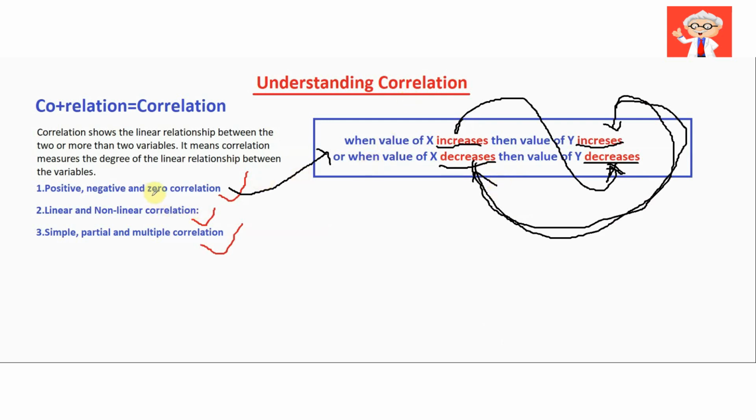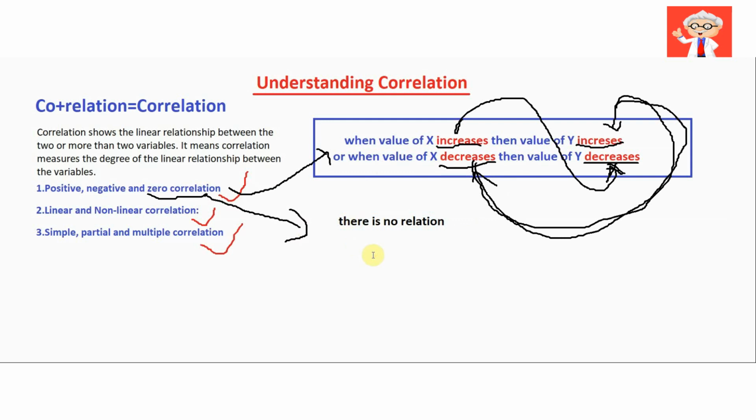But what do you mean by zero correlation? Zero correlation means there is no relation between two variables. If there is no relation, then we define it as a zero correlation.